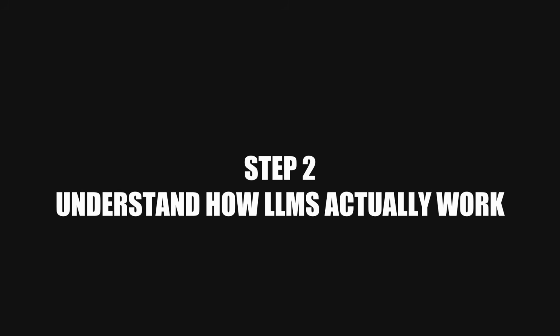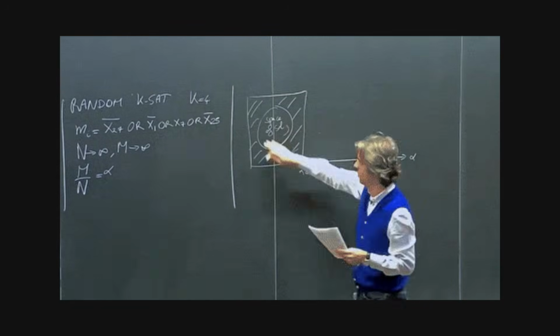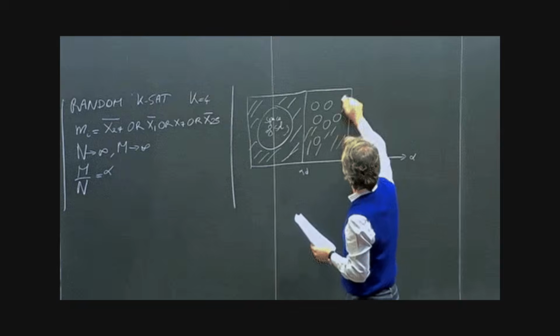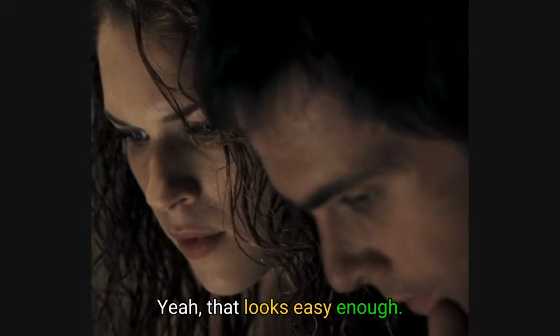Step 2. Understand how LLM applications actually work. You do not need to start by reading research papers and deriving transformer equations on a whiteboard. You need to understand tokens, context windows, temperature, latency, cost, embeddings, tool calling, and structured outputs. Yeah, that looks easy enough.